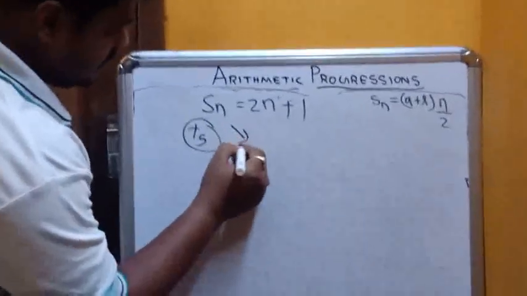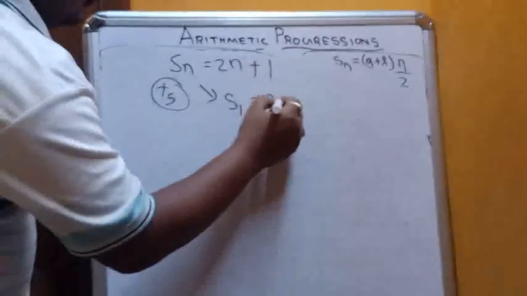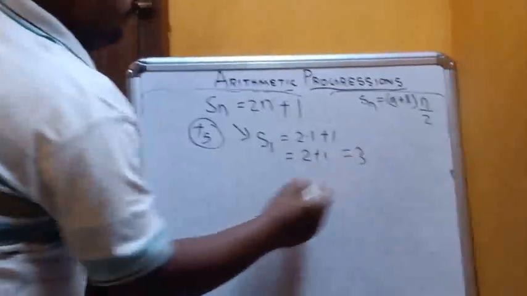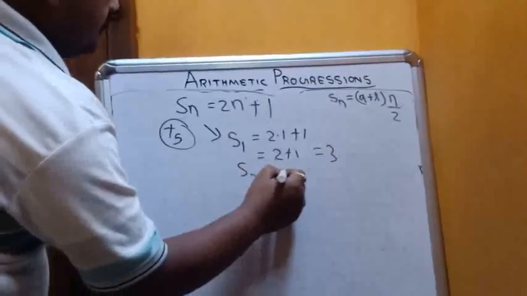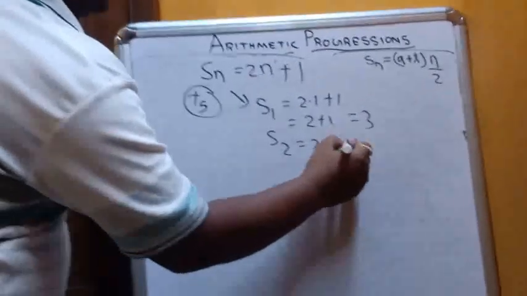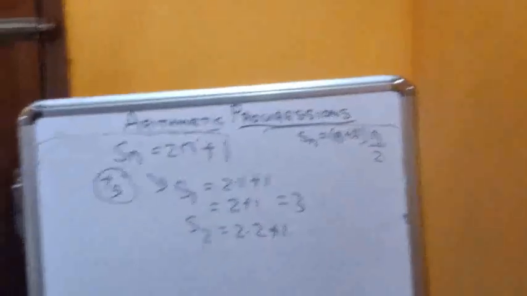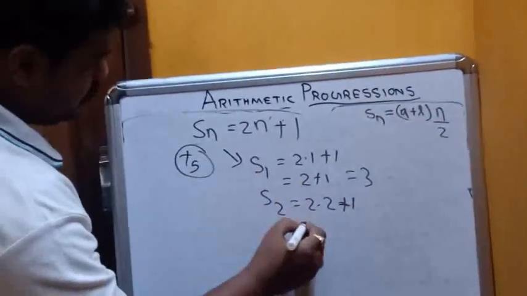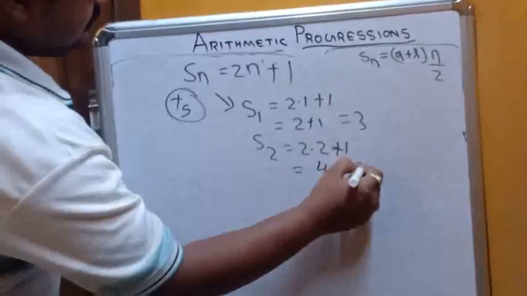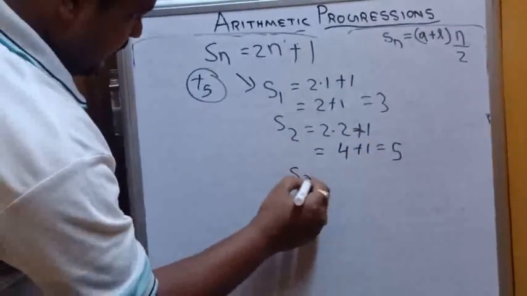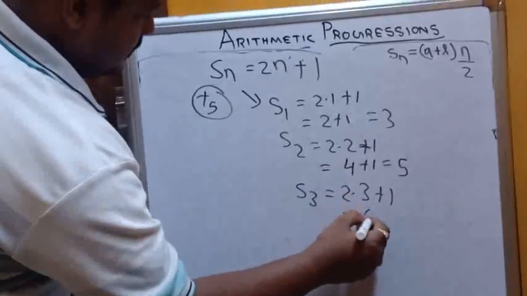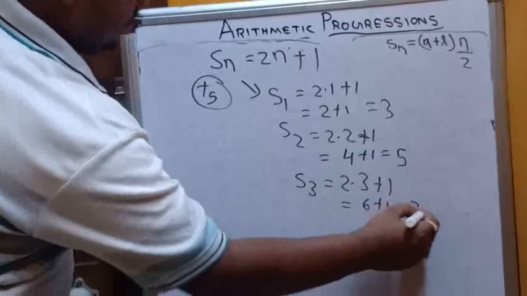First you write S1 equals how much? 2 into 1 plus 1 equals how much? 2 plus 1 equals 3. S2 equals how much? 2 into 2 plus 1. I am just putting 2 instead of n, 2 into 2 plus 1 equals how much? 5. Then S3, I am writing 2 into 3 plus 1 equals how much? 6 plus 1 equals 7.